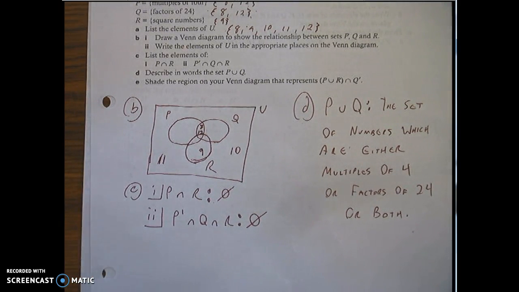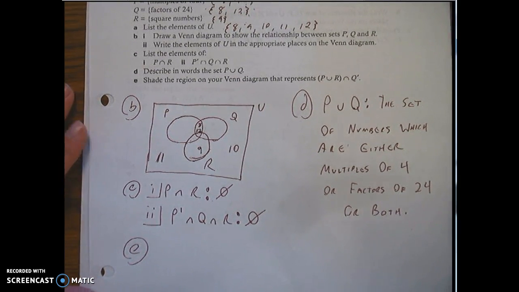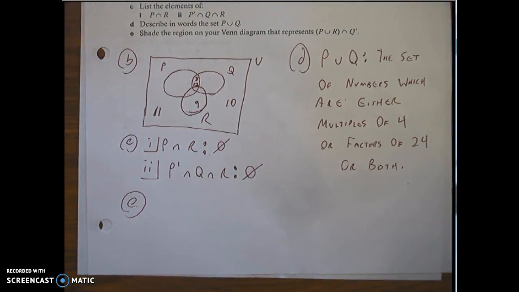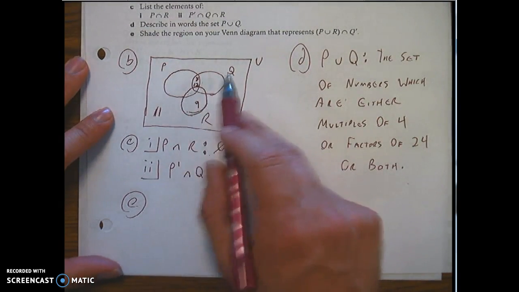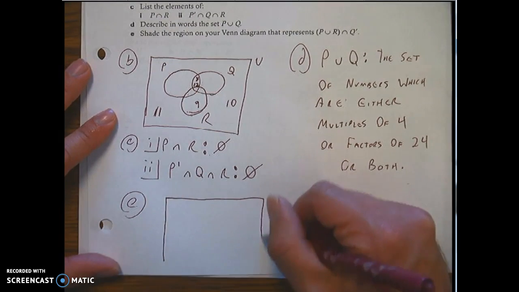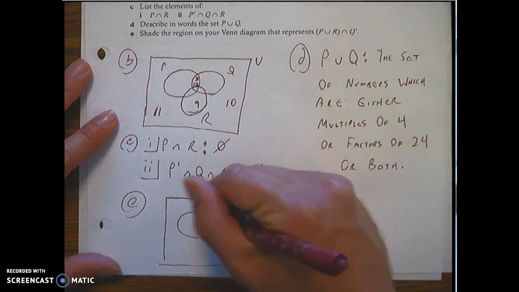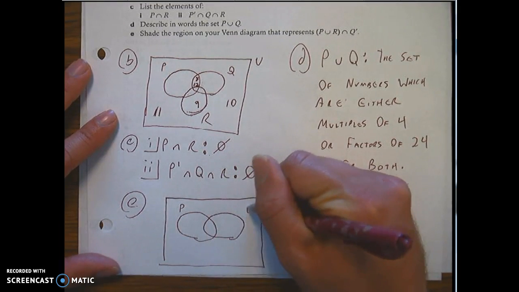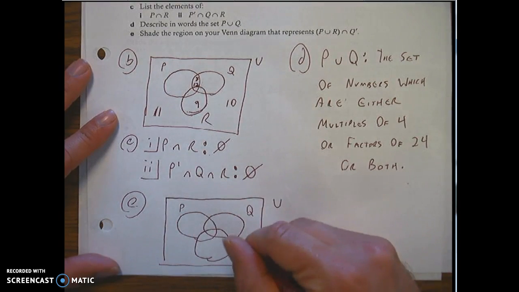And the last thing we're supposed to do in part E is shade the region on your Venn diagram that represents P union R intersect Q complement. So I'm going to do this. I'm not actually going to do it in this diagram. I'm going to draw a separate one because I'm going to make a mess here. So here we go. I've got my universe right here. Got my P. Got my Q. We've got my R.